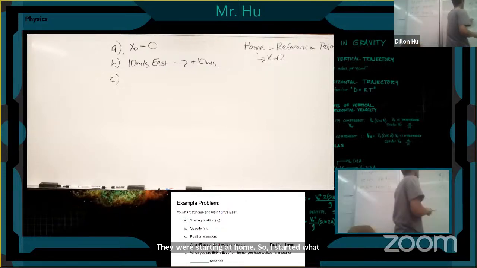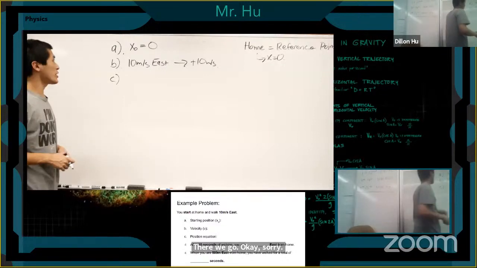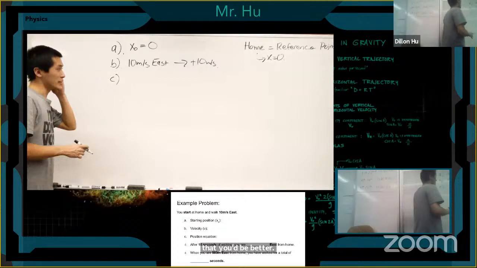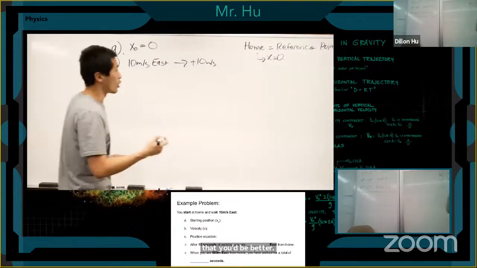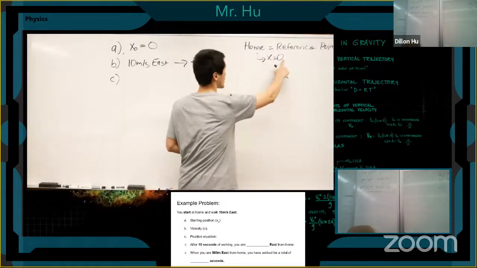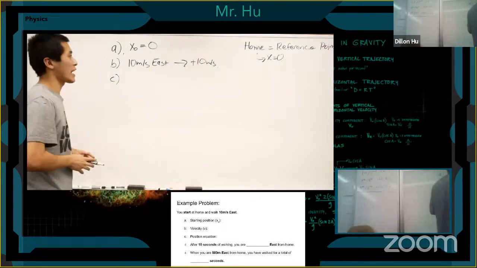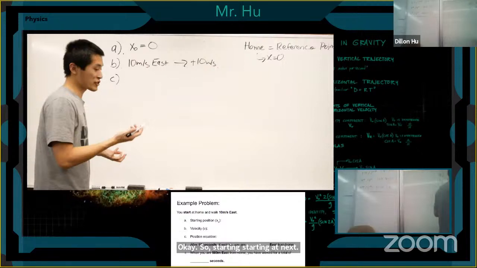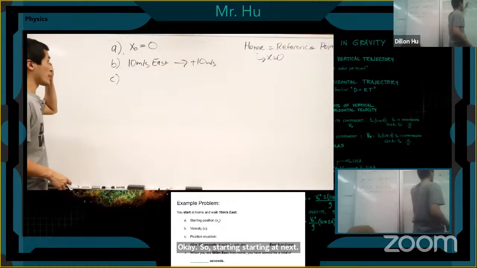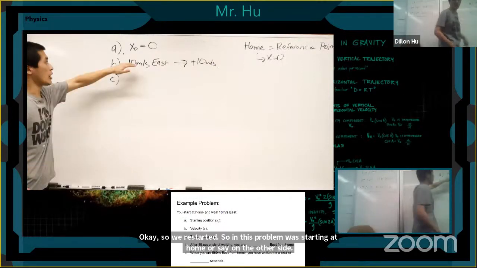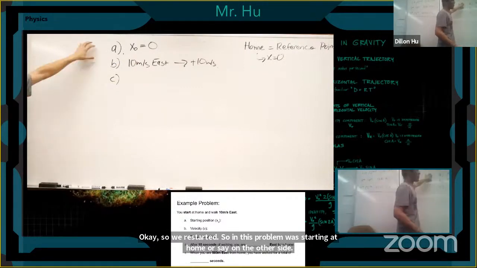Okay, so now we know where we're starting. We're starting at x equals 0. Let me review this real quick. Where are we starting? In this problem, we're starting at home. We're setting our home to be our reference point. What does a reference point mean? It just means that at the reference point, our position is 0. Because we're starting at the reference point, our initial position, our x naught, is 0.